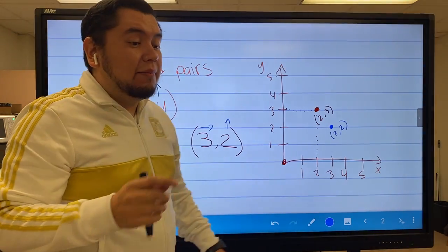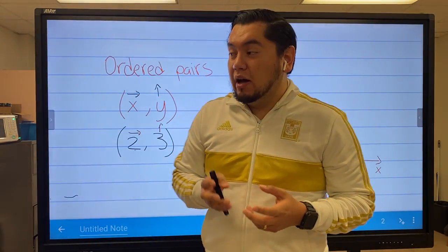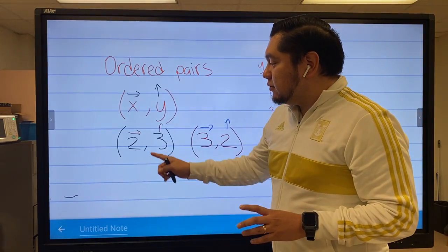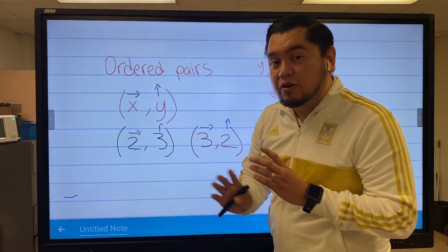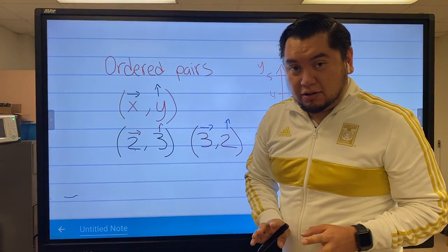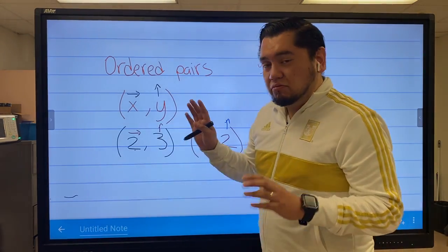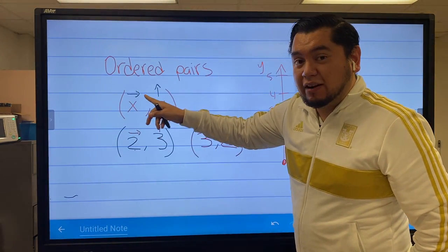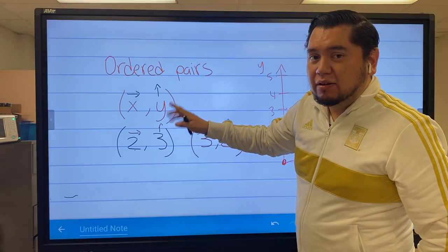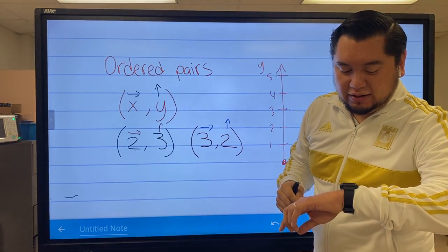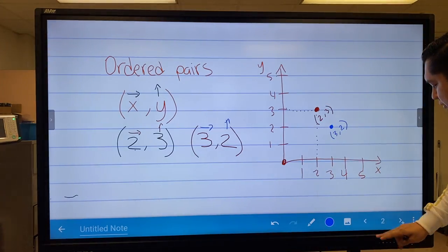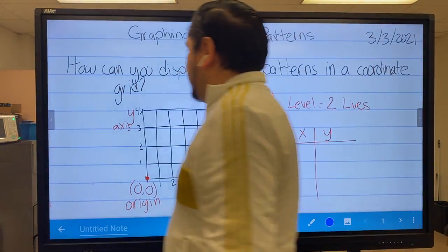Okay, so anytime you're dealing with ordered pairs, be very careful, because the order in which you put your numbers matters. Okay, ordered pairs, the x value moves to the right first, and the y value moves up second. Okay, all right. Now let's go back to my original story.